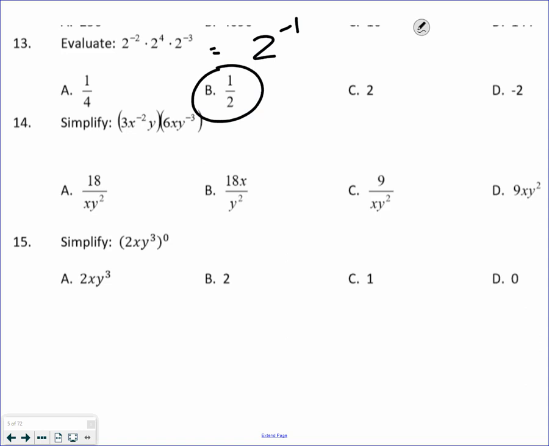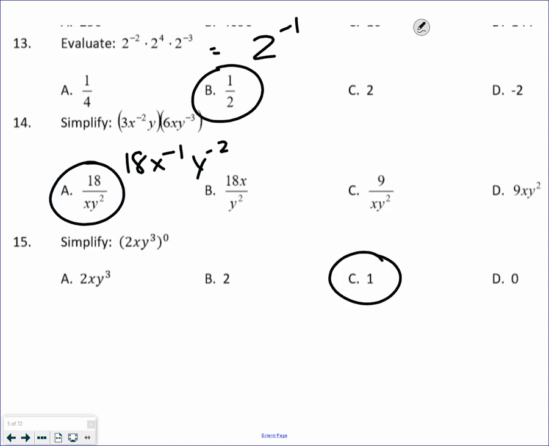Multiply. 3 times 6 is 18. X to the negative first, adding the exponents. Y to the negative second, adding exponents. Negative exponents mean the reciprocal of. So only the x and only the y go to the bottom of the fraction. Anything to the 0 power is 1.